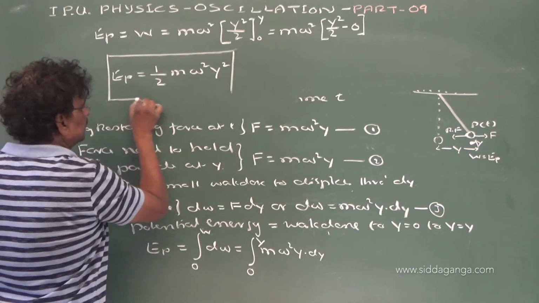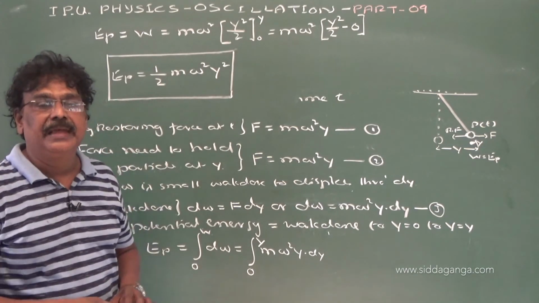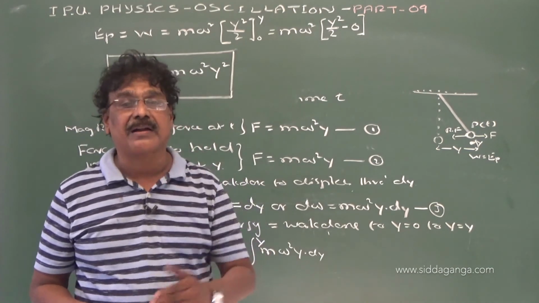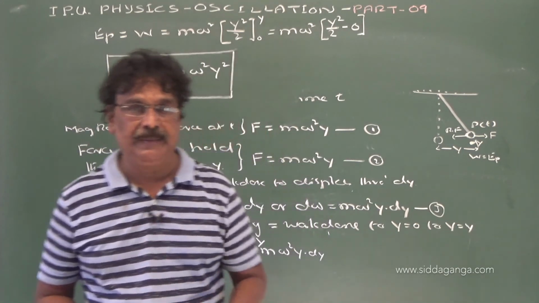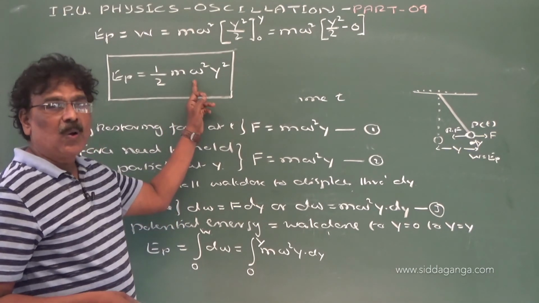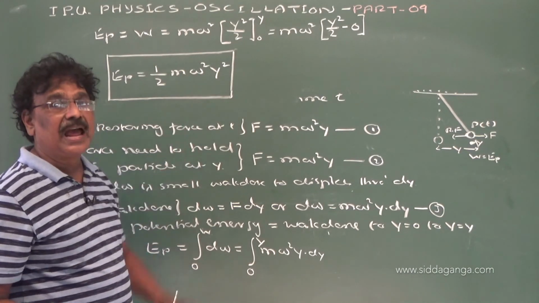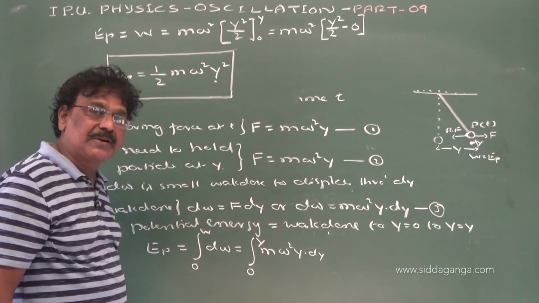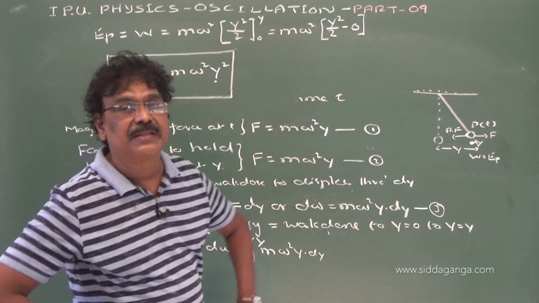This is the expression for the potential energy of a particle executing simple harmonic motion, where m is the mass, constant for a given particle, omega is the angular velocity, again constant for a given simple harmonic motion, and as y changes with respect to time, the potential energy also changes with respect to time.